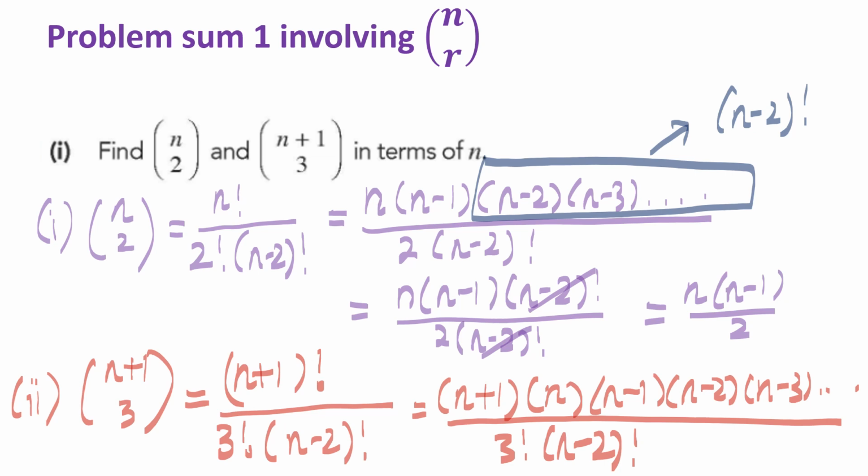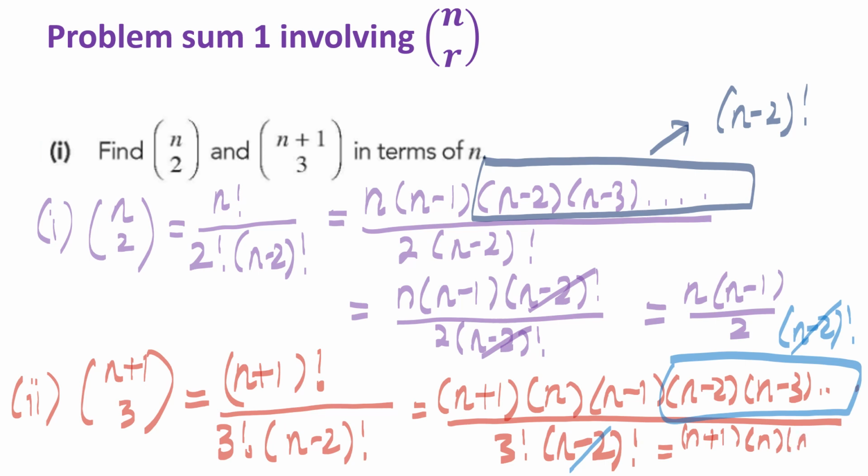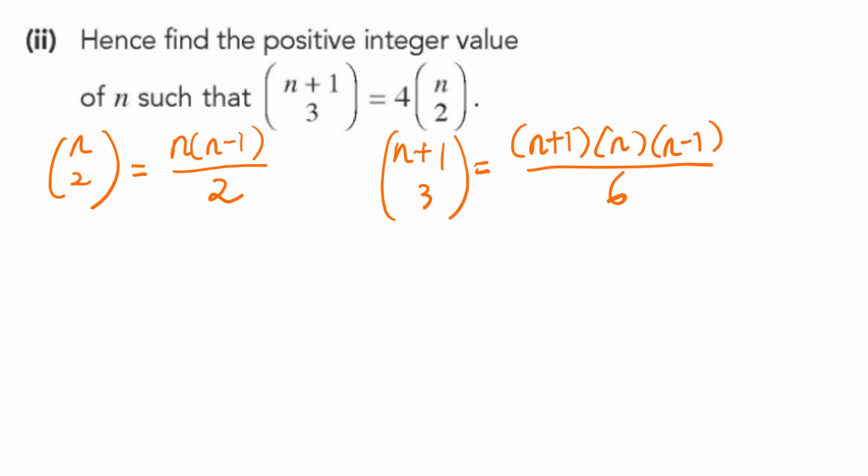Alright, so this again will collapse into (n-2)!, and then (n-2)! divided by (n-2)! gives you 1. So you would end up getting (n+1)(n-1) over 3!, and 3! is 3 times 2 times 1, which gives you 6. So these are what we have found in part 1. So let's try to solve part 2.